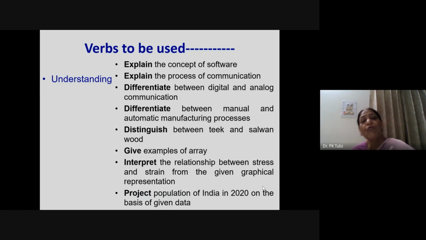Now you see how the verbs change when we write learning outcomes at the understanding level. Rather than writing defining, stating, labeling, identifying, naming, we are now using explain. Explain the concept of software. Differentiate between manual and automatic manufacturing processes. Or give examples of array. If you have understood the concept, you'll be able to give examples. Interpret the relationship. Then project population, which I have already given you. So you can see that the verbs which we can use are explain, differentiate, compare, describe, or detail out, or interpret, or project, or give example.